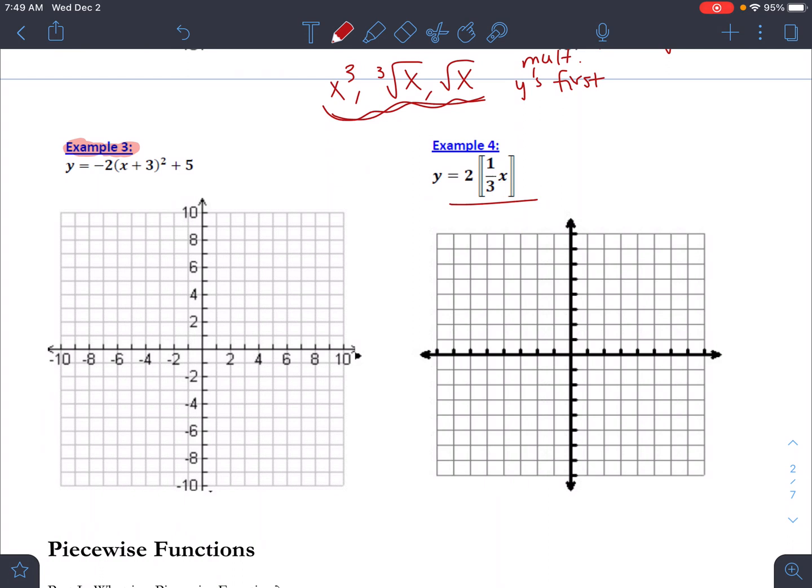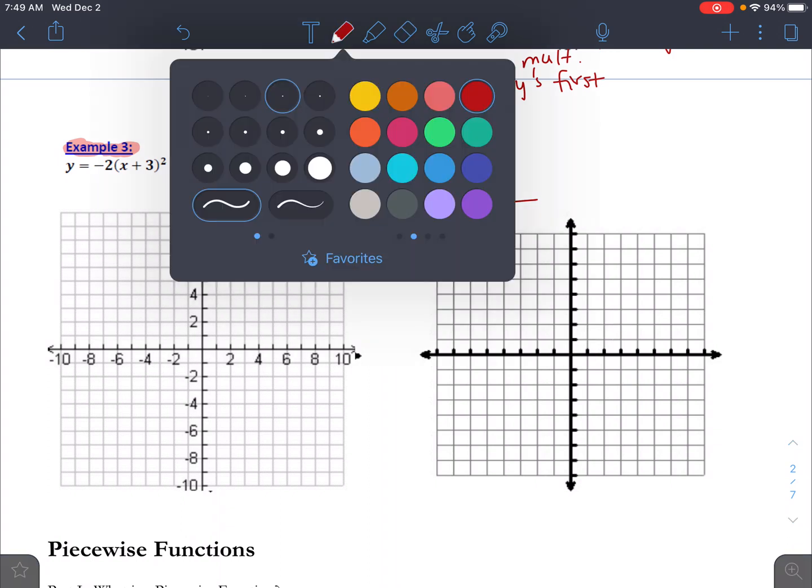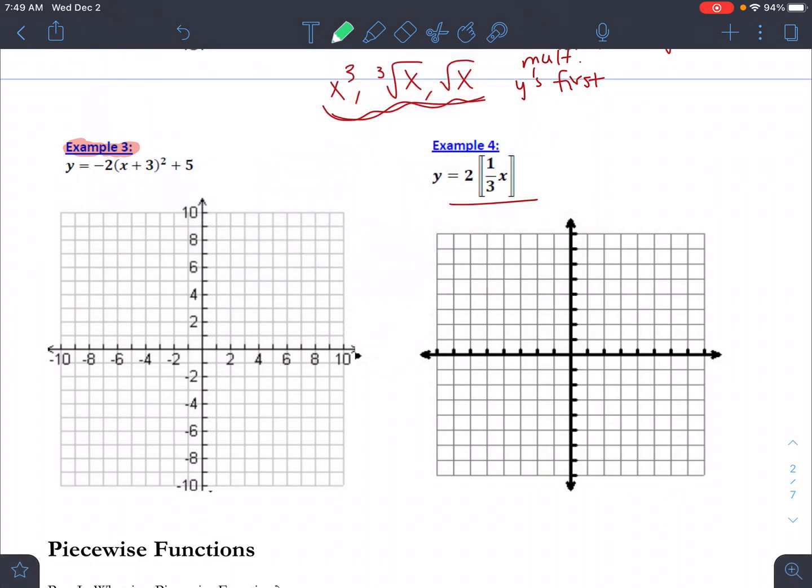Now, as you guys know, this is a step function. Remember that one starts here, open circle, starts here, open circle, starts here, open circle. Okay, so something like that. That's the parent graph. When you have numbers involved with y's and x's, here are the rules for that.